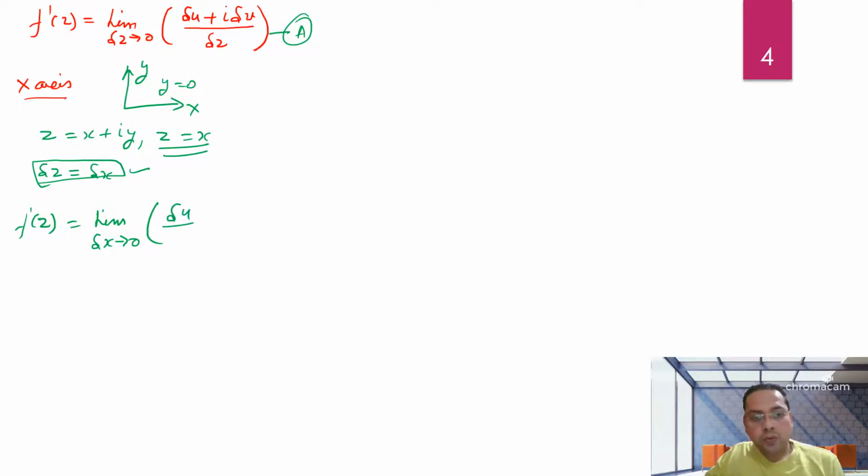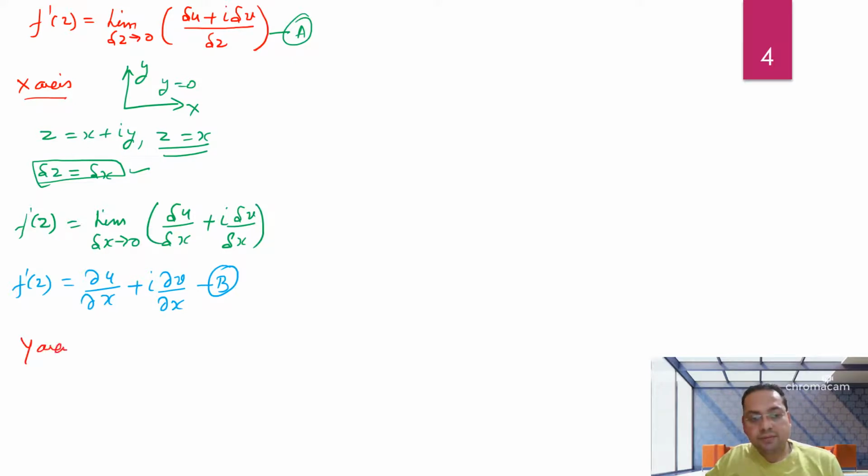delta u over delta x plus iota delta v over delta x, which is equal to f dash z. By solving this limit, what we have is del u over del x plus iota del v over del x. This is equation B.